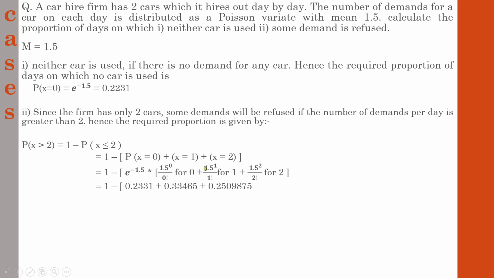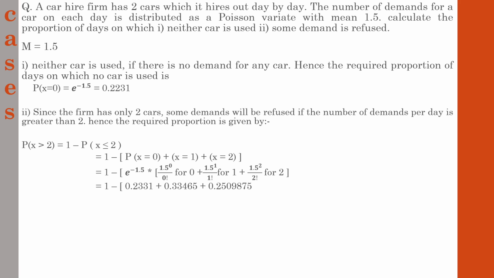If you solve this one, that is 1.5 raised to 1 into 1 factorial, and multiply it with 0.2331, you will get 0.33465. Try to do it yourself. And here 1.5 raised to 2 divided by 2 factorial, you will get a value, and multiply that value with 0.2331, you will get 0.250987. So this is how you have to deal with it.